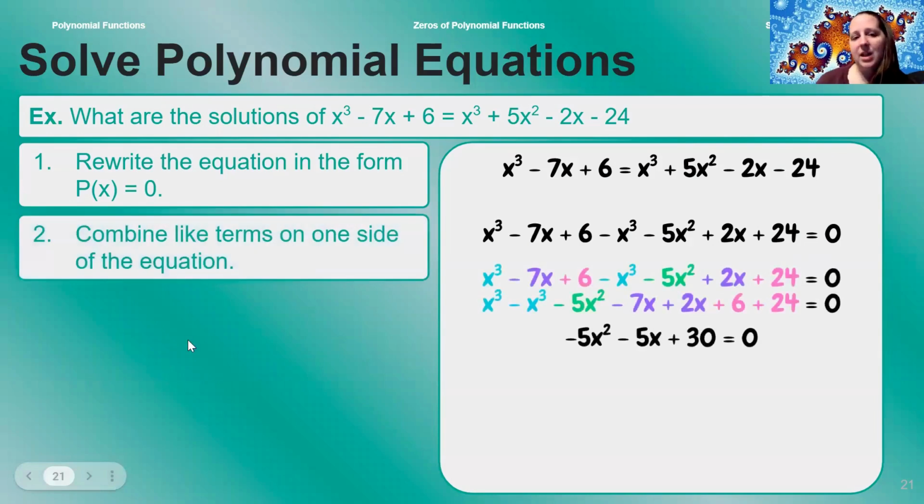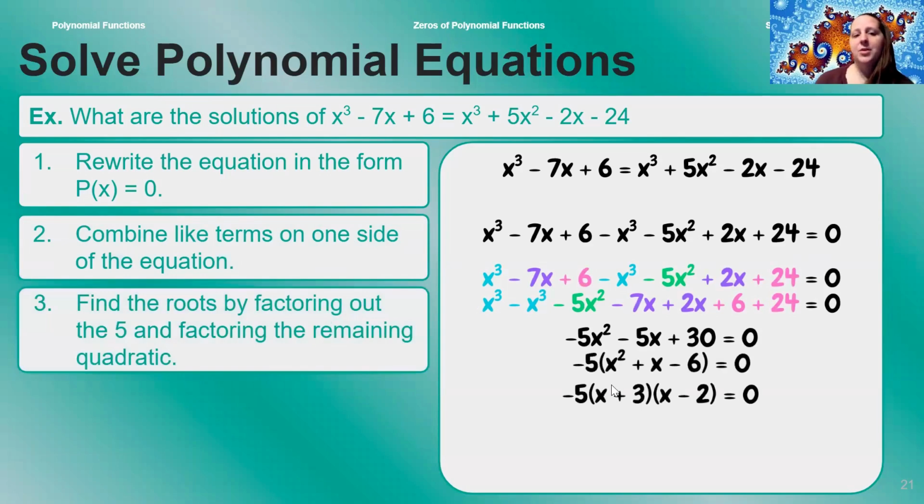I can combine the like terms on one side of the equation. So the x cubes, the 7x and the 2x are like terms. 5x squared gets to hang out by itself, and 6 and 24. So this gives me -5x squared minus 5x plus 30 equals 0.